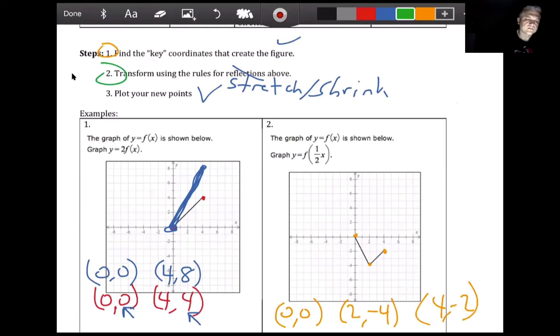Step 2. Transform using the rules for reflection. All right. There's a 1/2 inside with the x. So the rule says we're going to divide because it's in with the x. We're not going to multiply. We divide with the x. So dividing by 1/2.